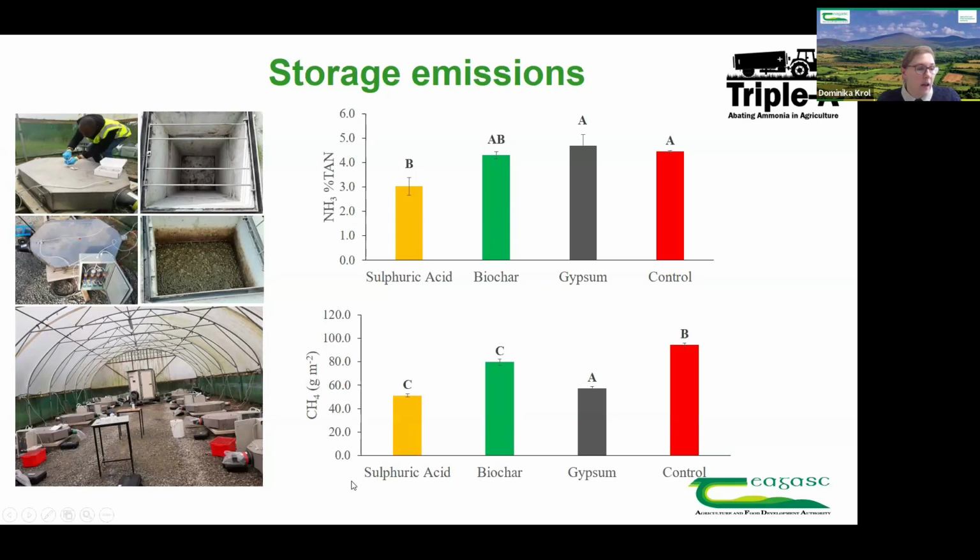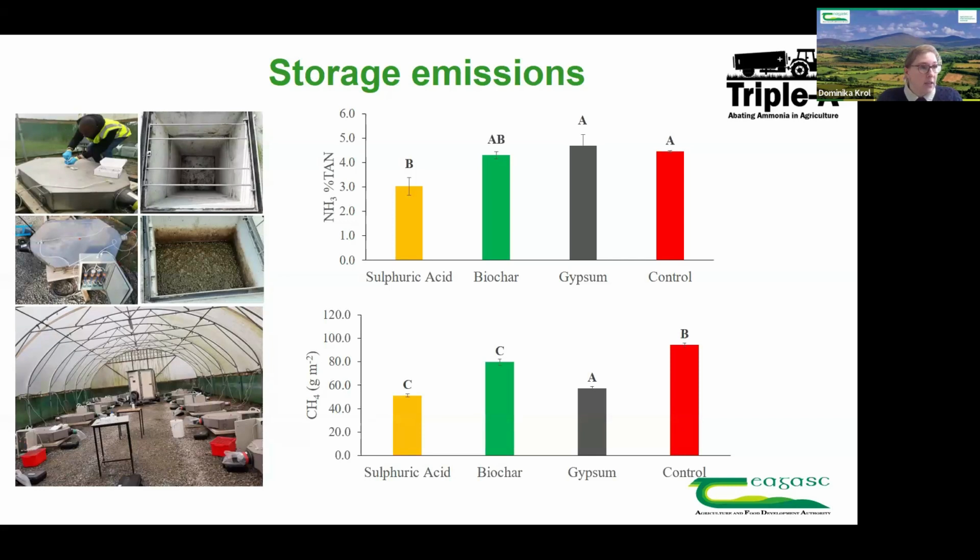And similarly, on the methane side, sulfuric acid reduced emissions, biochar reduced emissions slightly, but we've also seen it with gypsum. So it didn't reduce ammonia emissions, but it did work on methane. But again, it's not really the original product that we were hoping to test.